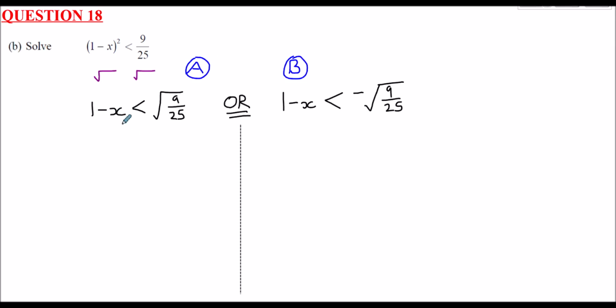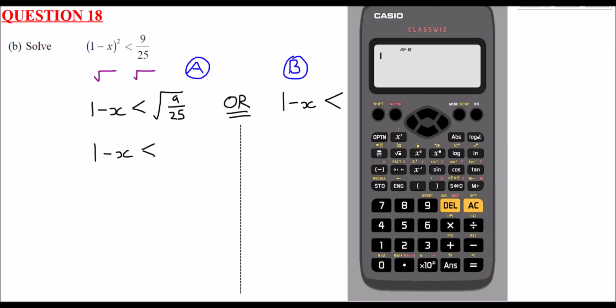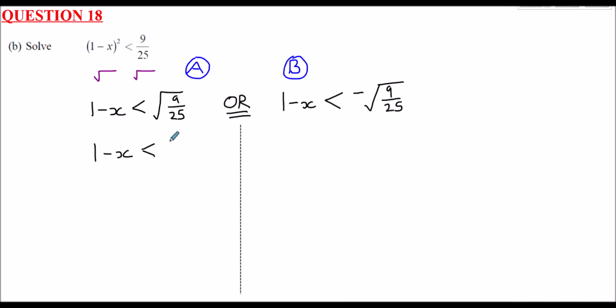So dealing with A first, if we just square root the 9 over 25, 9 and 25 are both square numbers. So you can see this on a calculator easily enough. If we square root 9 over 25, we're going to get 3/5. So over here, keeping the symbol the same, minus root 9 over 25 will be minus 3/5.